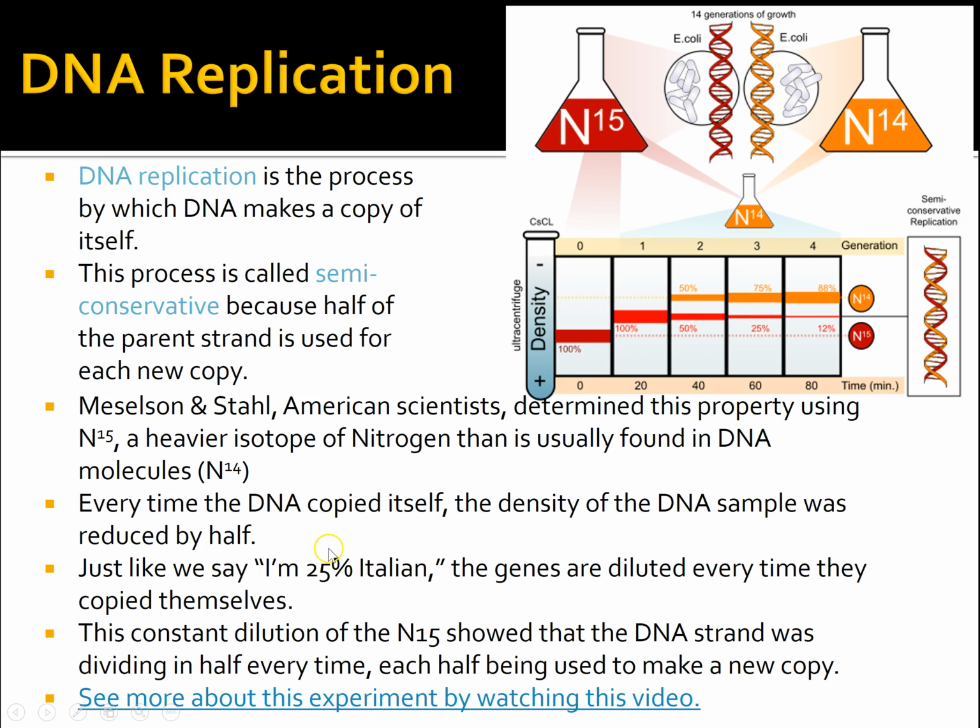So just like we say, I'm 25% Italian, if you have grandparents that are Italian, the genes are diluted every time they copy themselves. This constant dilution of the N15 showed that the DNA strand was dividing in half every time, each half being used to make a new copy.